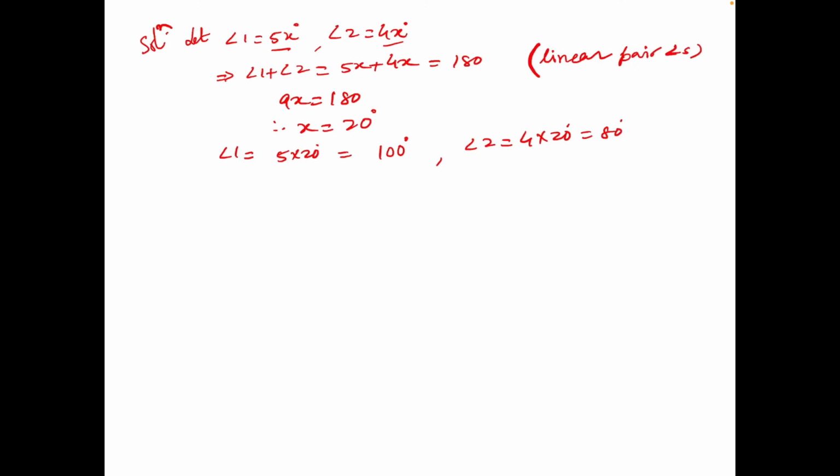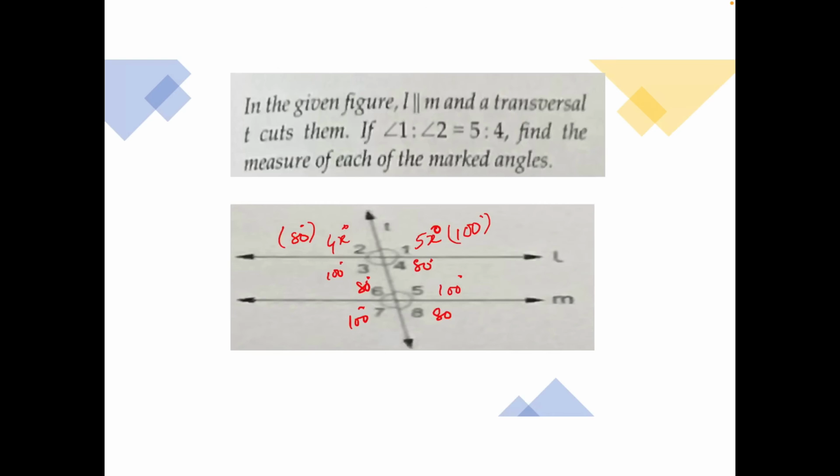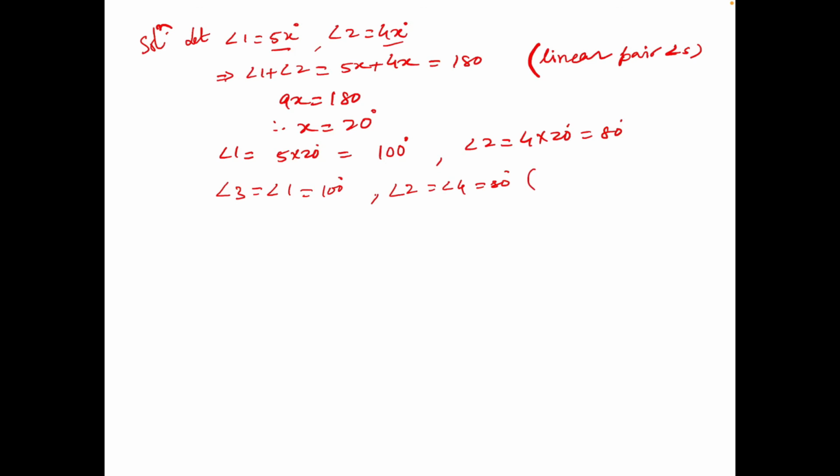Now let's solve here. So I can say now angle 3 is equal to angle 1 is equal to 100, and angle 2 is equal to angle 4 is equal to 80 degrees. Am I right? Yes. Why? We have to write in the bracket: they are vertically opposite angles, right?